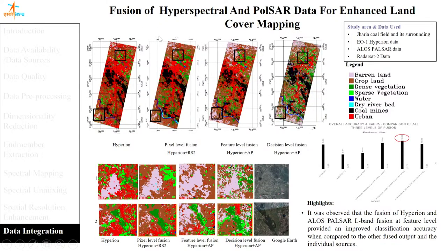This is the fusion of hyperspectral and PALSAR data for enhanced land cover mapping. So what we can do, you can fuse this particular hyperspectral data with SAR data also. Here we tried to fuse SAR data, meaning RADARSAT-2 fully polarimetric data, with Hyperion, and ALOS PALSAR data with Hyperion, at different levels also: pixel level, feature level, and decision level. Here we observed that feature level performed better in the case of hyperspectral and ALOS PALSAR data, and it also improved the classification in the fused integrated output.